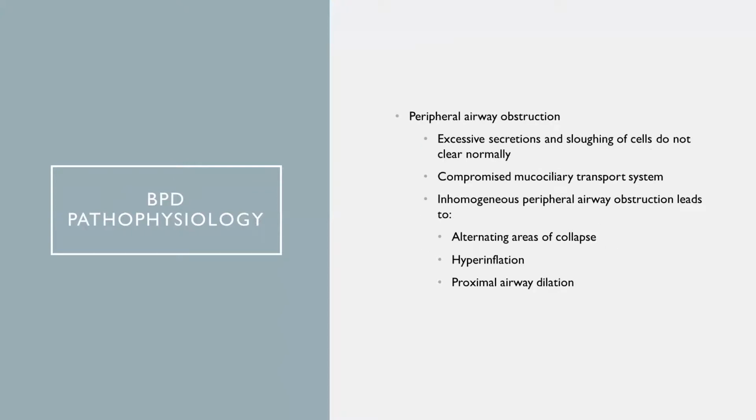There's also peripheral airway obstruction caused by excessive secretions and sloughing of cells due to a compromised mucociliary transport system that does not normally clear these secretions and cells. Inhomogeneous peripheral airway obstruction leads to alternating areas of collapse, hyperinflation, and proximal airway dilation.